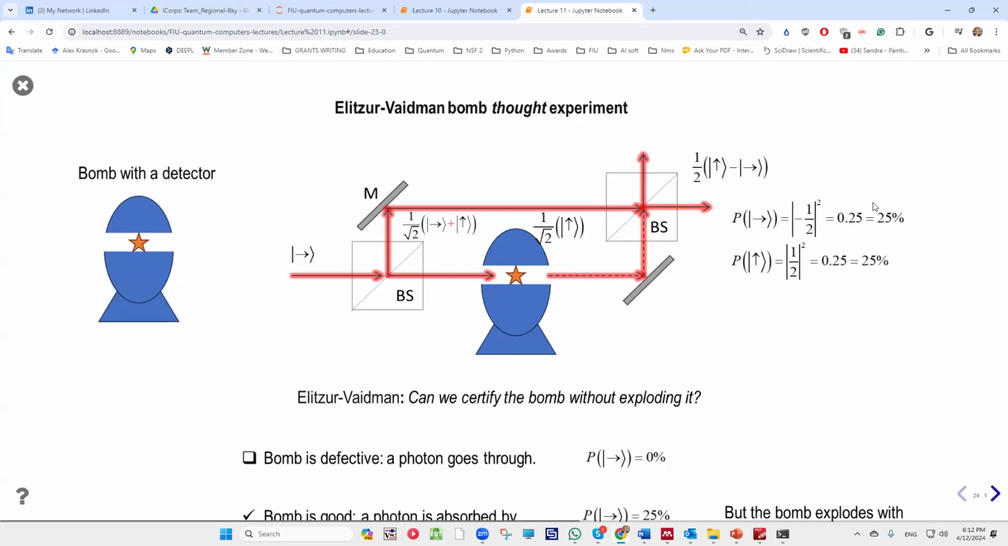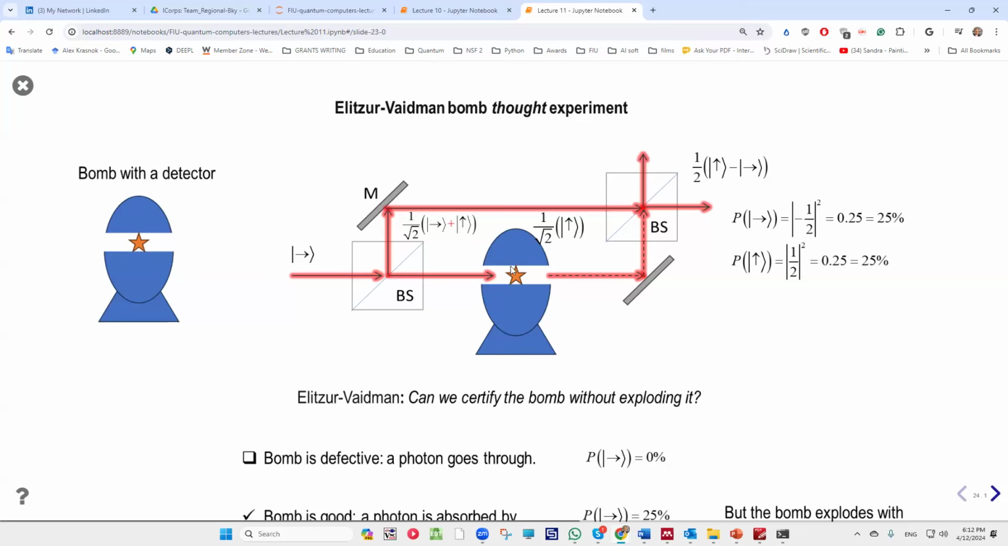Okay, so if I put a bomb in there in the experiment and I observe no photons, that means that the bomb is defective. However, if the bomb is good and the detector is there and functional, there are two options here. One is that initially the photon went through the upper path, or the photon went through this lower path and was detected by the detector and the bomb exploded.